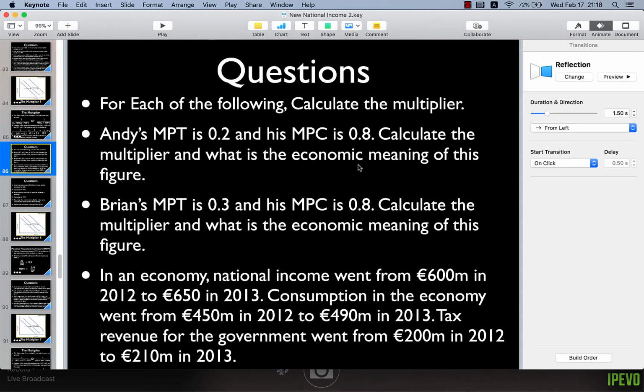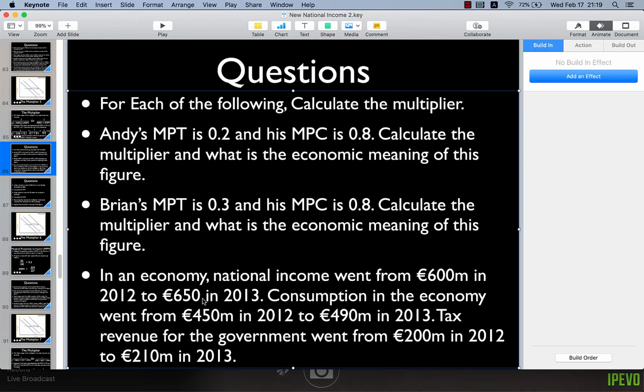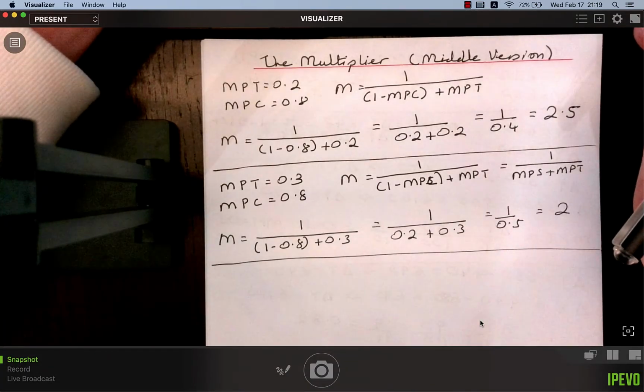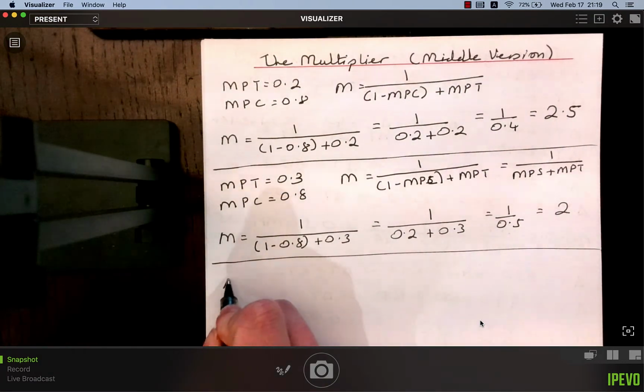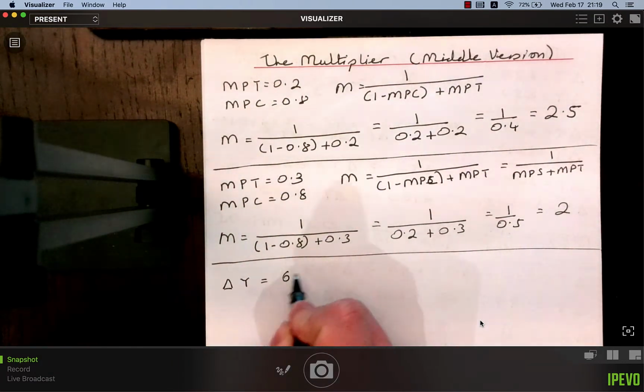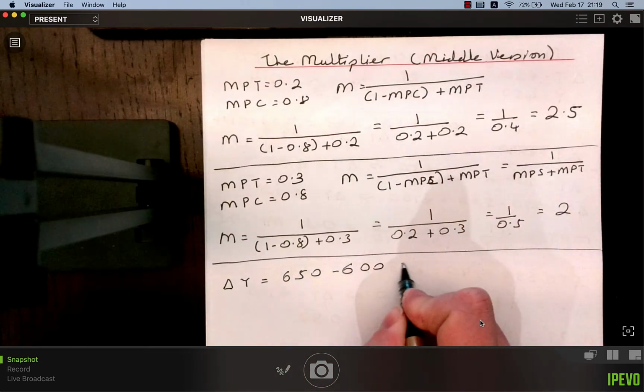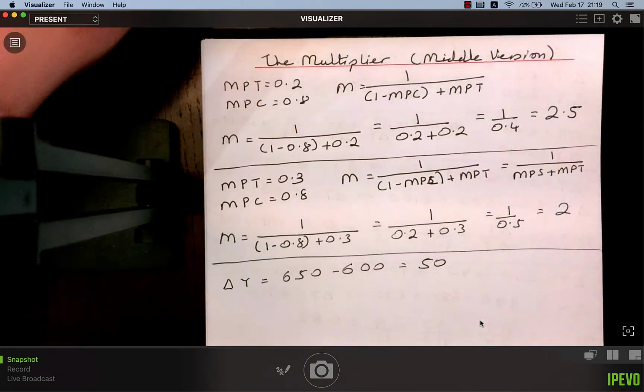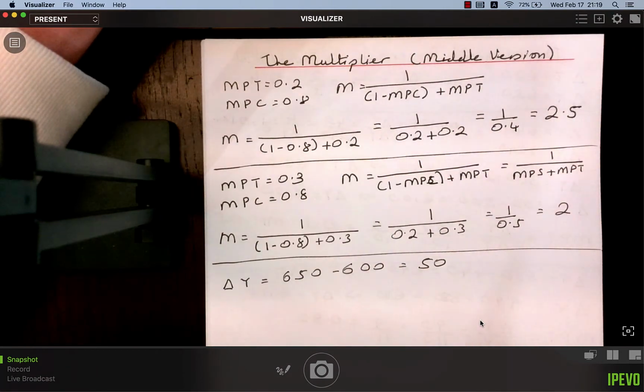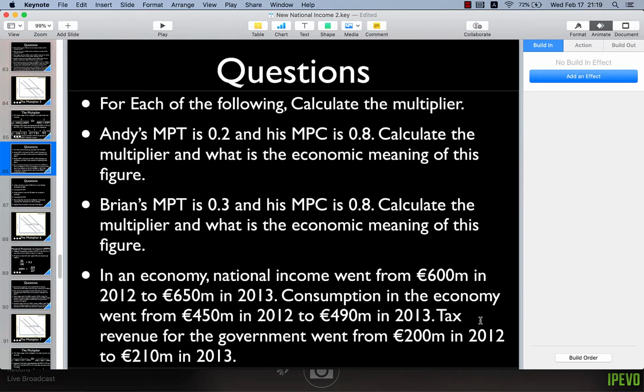In an economy, national income went from 600 million in 2012 to 650 million in 2013. Okay, might as well just add in the million there. So what we're saying here is the change in income equals 650 minus 600, which I'm just going to write down as 50 for the moment. Okay, you only have to put your answers with the currency and the quantity, like million, billion, whatever.